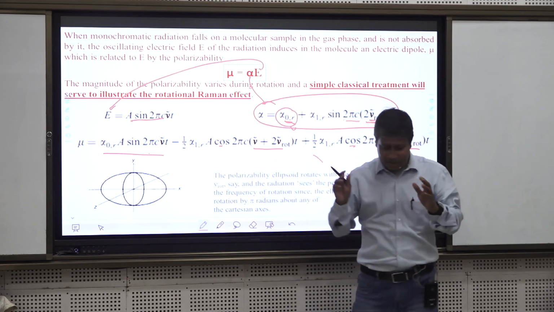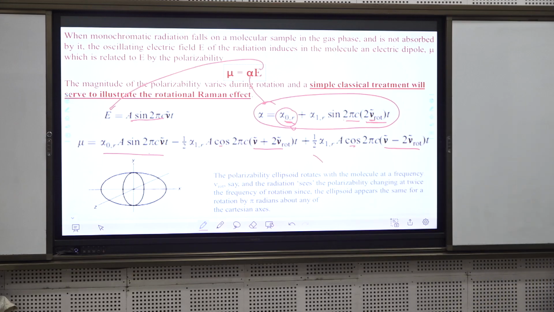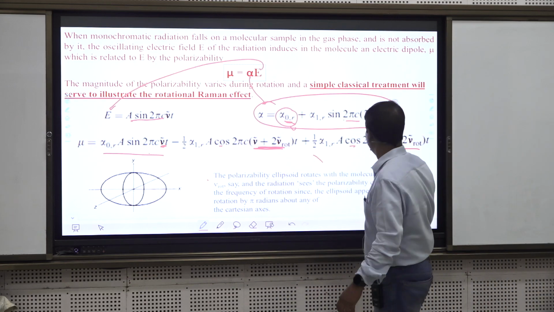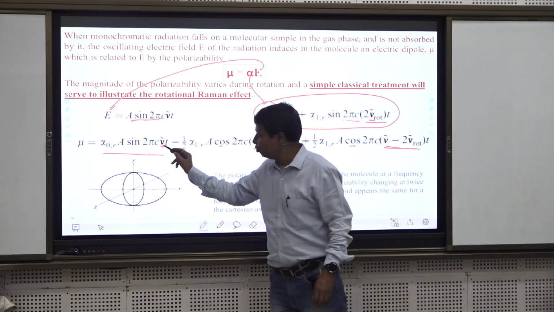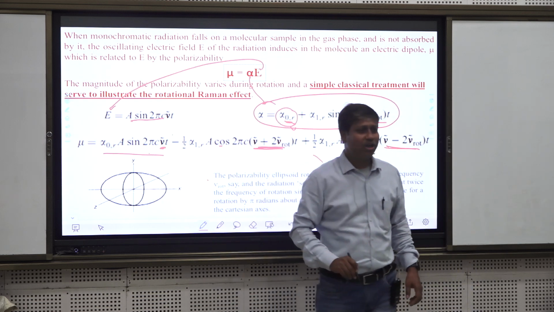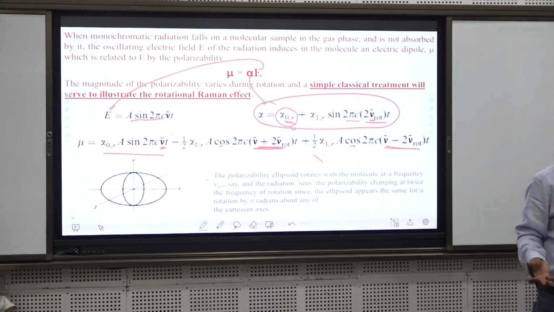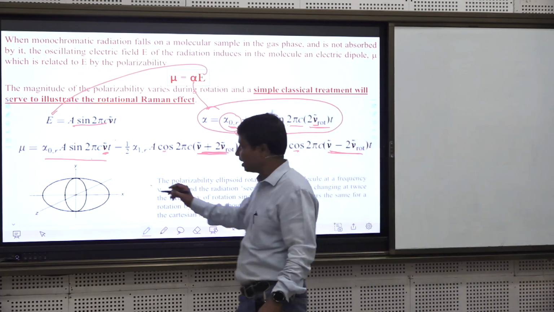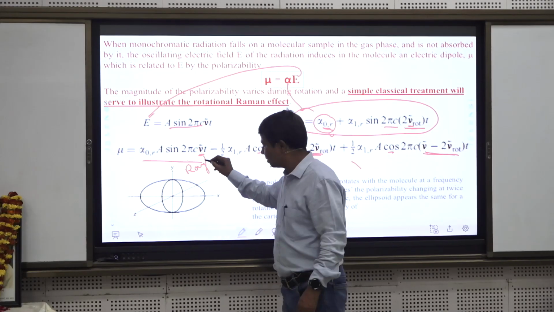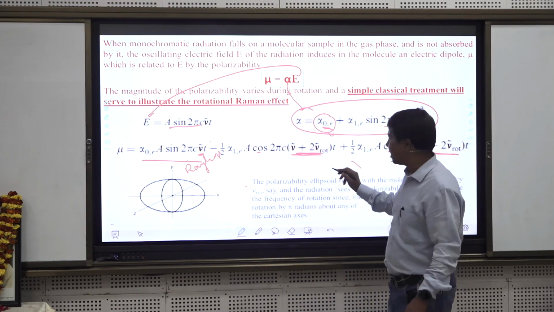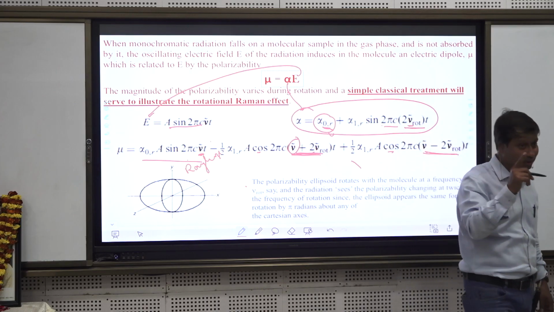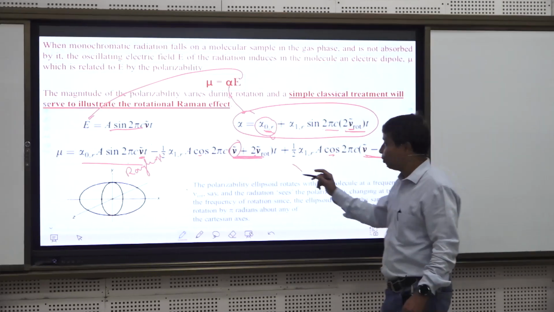Now we are interested to see what happens in the frequency. How many scattered radiations we will see. So this frequency is here, this one, and this one. So this is nu t. What is the nu? Nu is the frequency of the light. So one radiation you will see where there is no change in the frequency of light, and that is known as Rayleigh scattering.